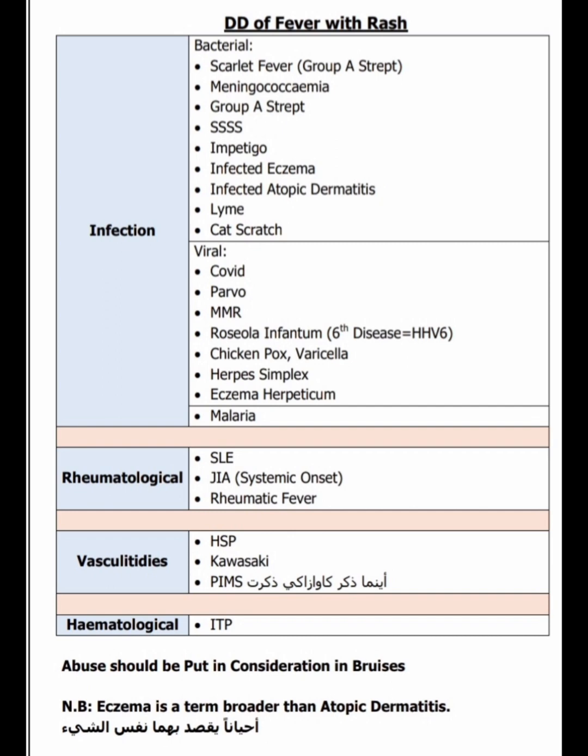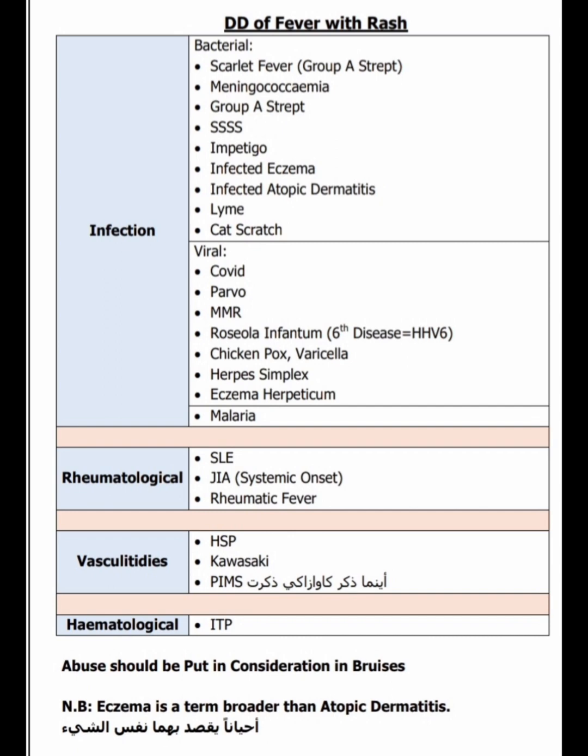Kawasaki disease, we know there are famous features: conjunctivitis, peeling hands, and there is fever, rash also present. These are PIMS. Now hematological: ITP, we also know is different. So we know all these diseases because these are common in exams. Abuse should be put into consideration in bruising. So if the patient complains of bruise, remember bruise is very important, then abuse will come to our mind. Note, eczema is a broader term than atopic dermatitis, so we directly ask about eczema.